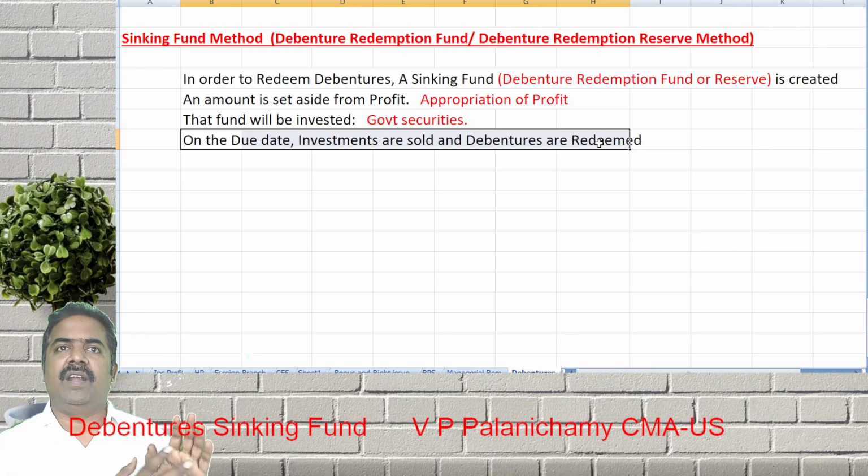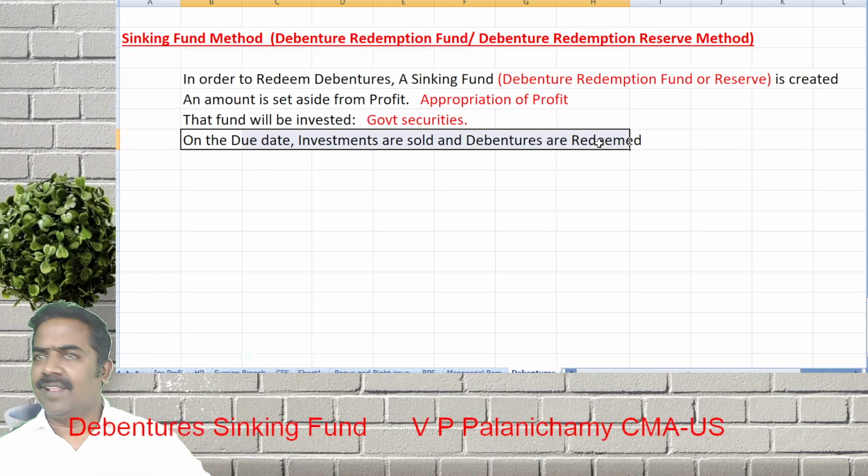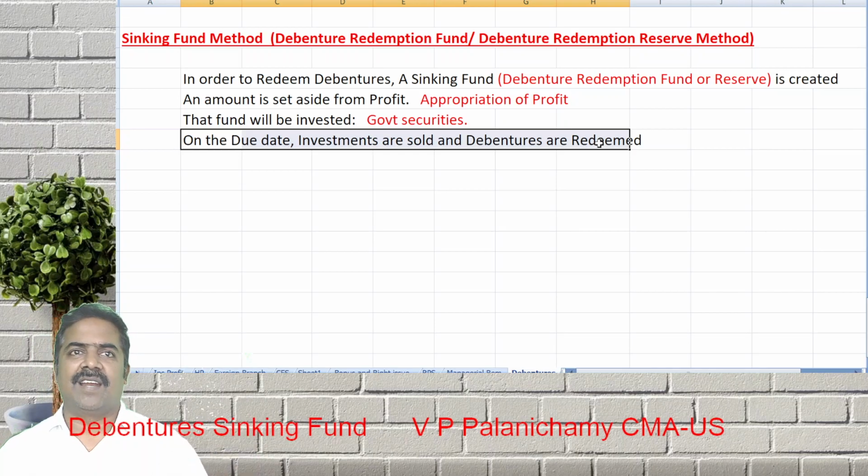For example, in the first year we take 15 crore and invest. You get interest in the second year. That amount plus 15 crore is invested in the second year. Again in the third year you get interest, plus 15 crore, and invest. Like that you keep on doing. At the end of the fifth year you get the required money and repay the debentures.